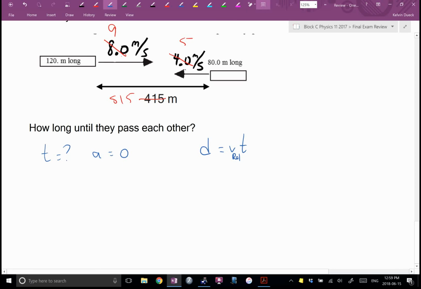When you're done yawning, how do you get the t by itself? Yeah. And v is the relative speed. Are they heading towards each other? What's the relative speed then? At 9 and 5, what's the relative speed? 14. If they're heading away from each other, what's the relative speed? 14. If they're heading in the same direction, we would say 5 relative one to another.